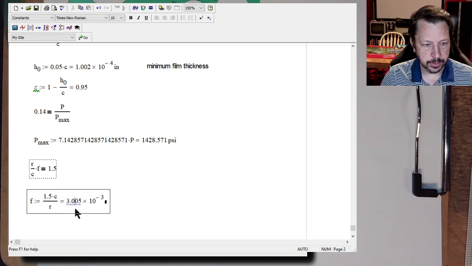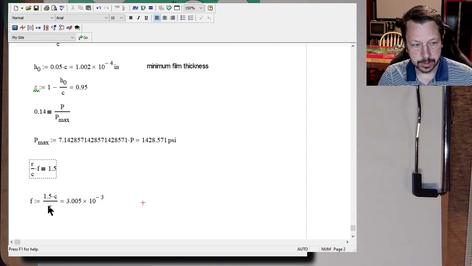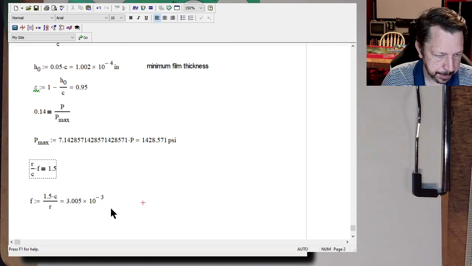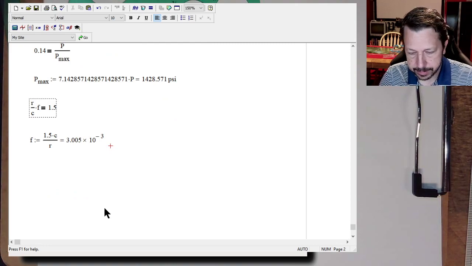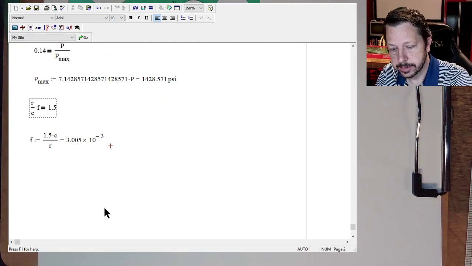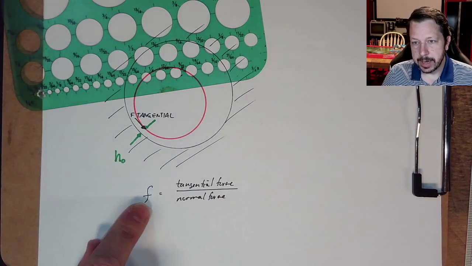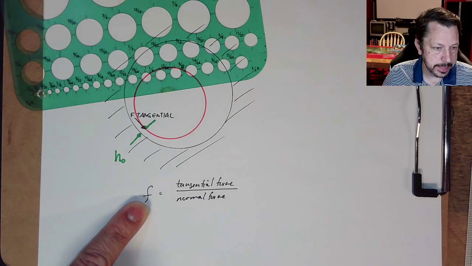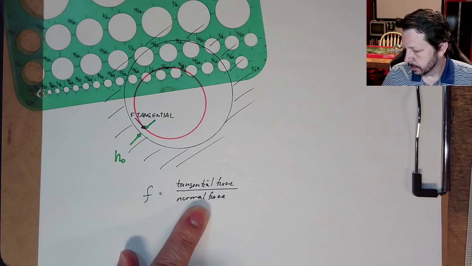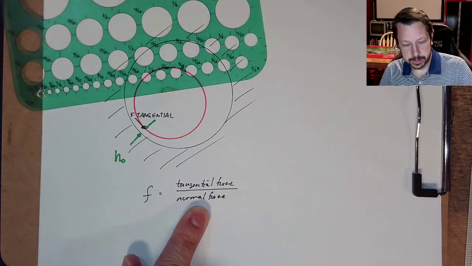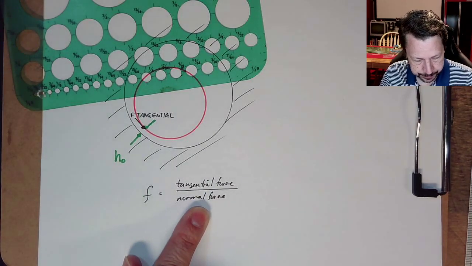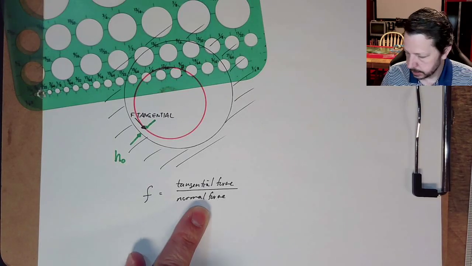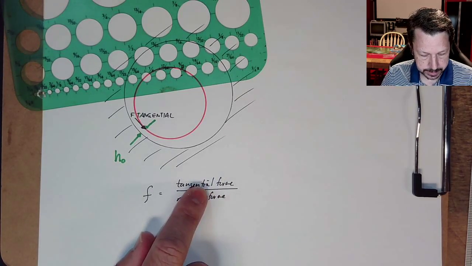So there's our coefficient of friction variable, or that is the coefficient of friction. Now, taking that idea over to here, now we know this value is 3 times 10 to the negative third. Normal force is 200 pounds, and we can back out what our tangential force would need to be.